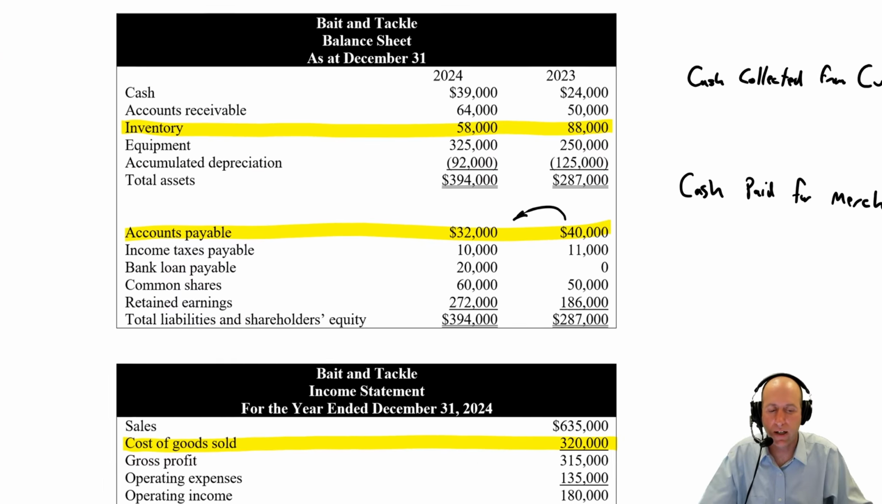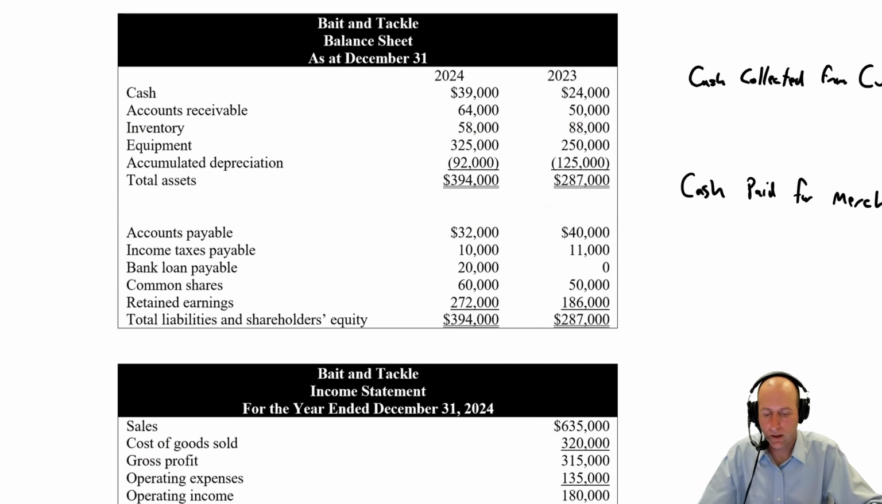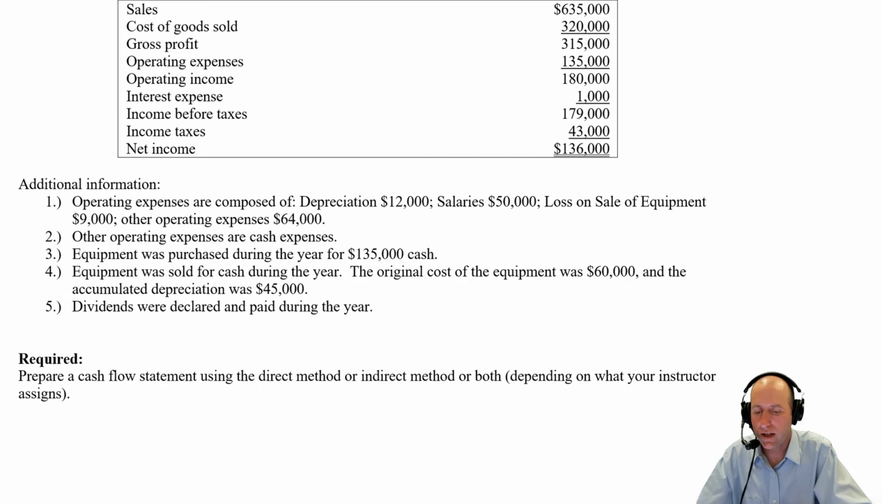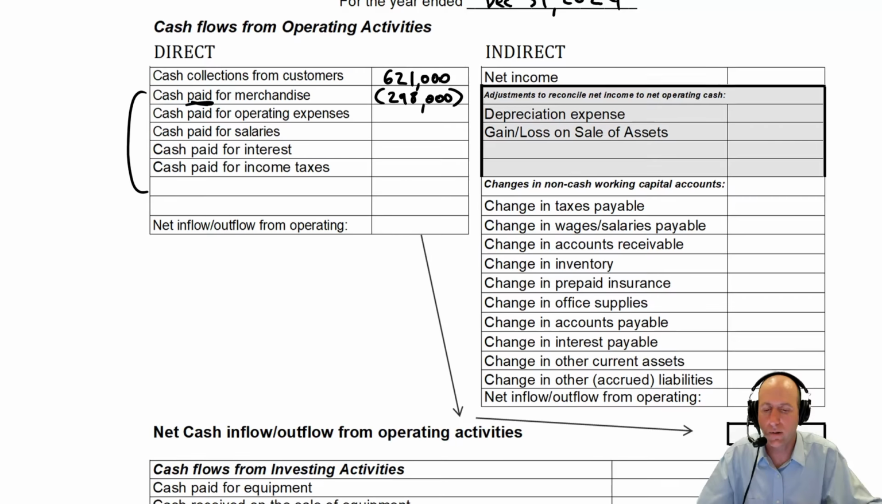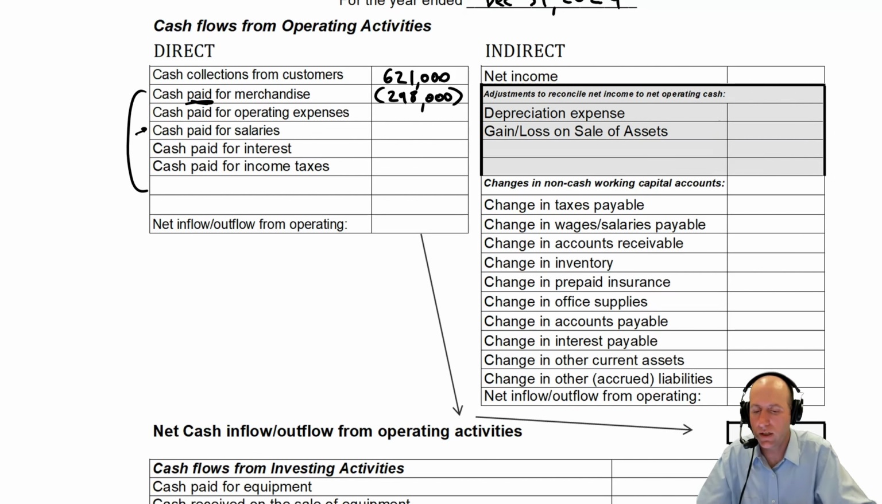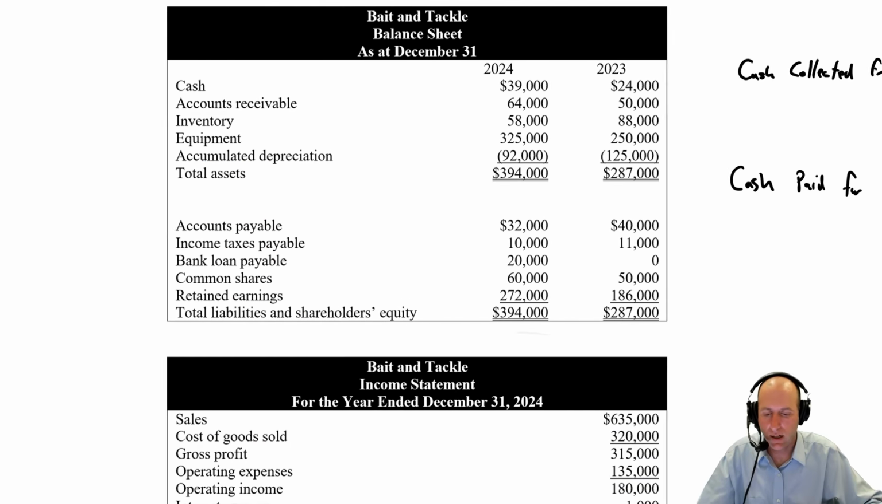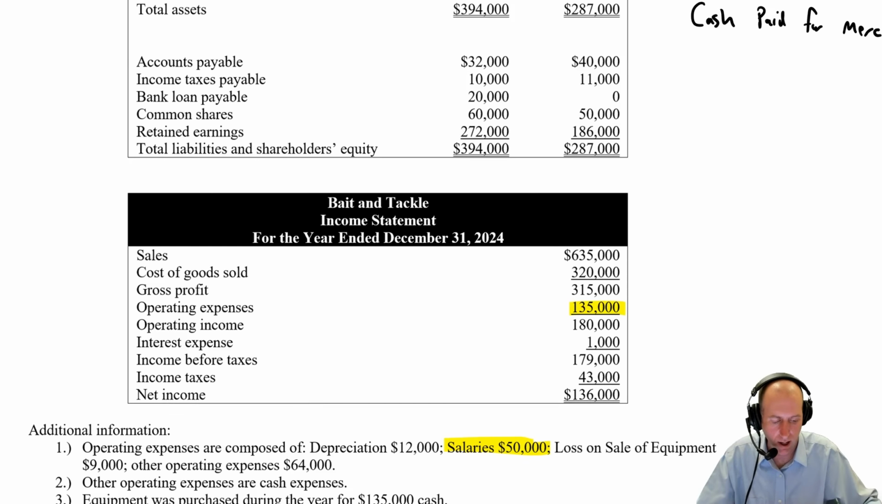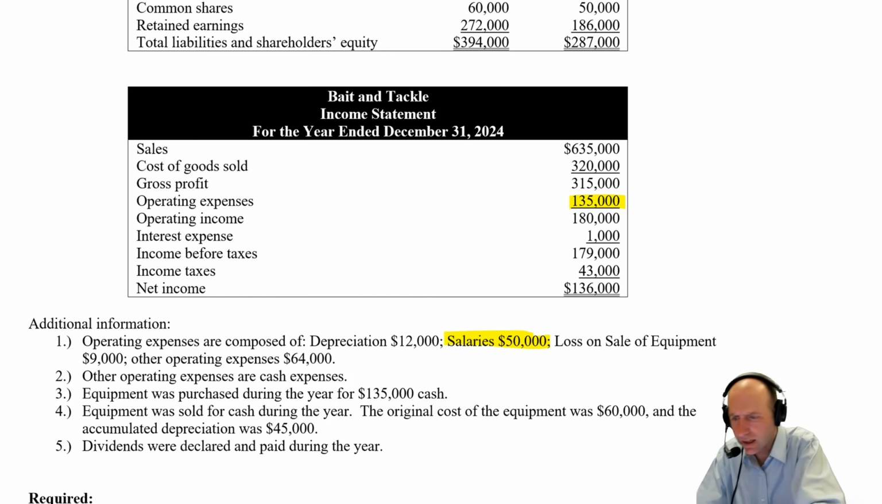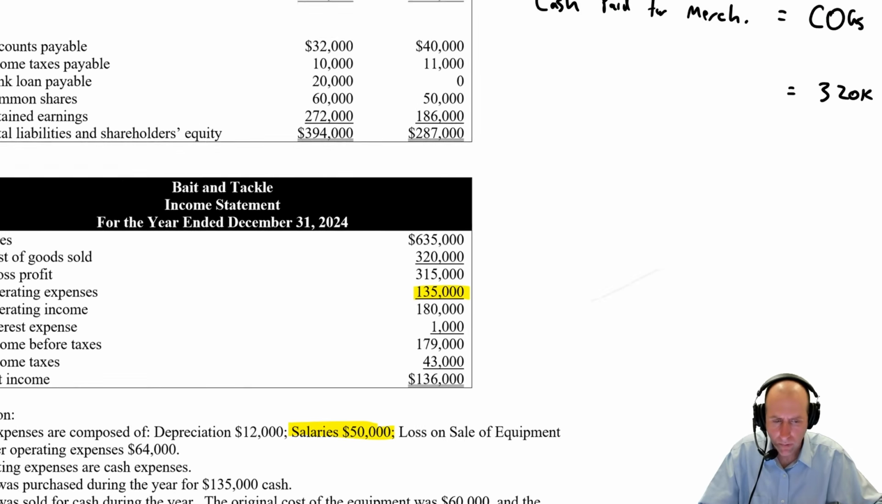Cash paid for operating expenses. Let's have a look here. It notes that operating expenses are composed of depreciation, salaries, loss on sale of equipment, and other operating expenses. I know the question because I wrote it. I want to jump ahead and do salaries first, just because I saw it in that list. Our salaries were $50,000. That was our salaries expense. Operating expenses are up here, 135, and salaries expense of 50 is a part of that. Here's the formula.